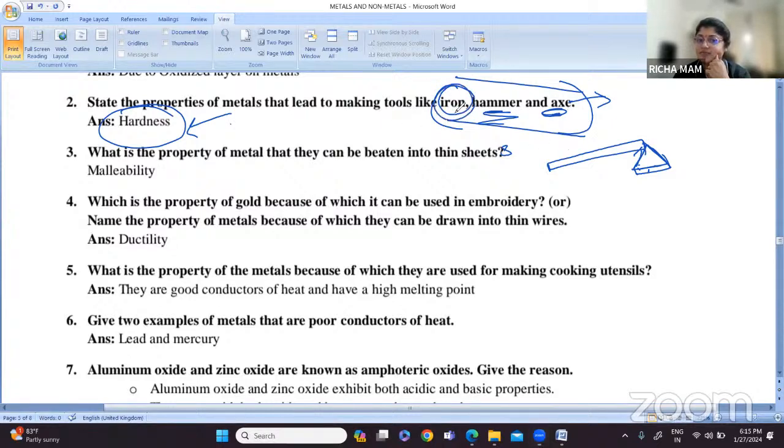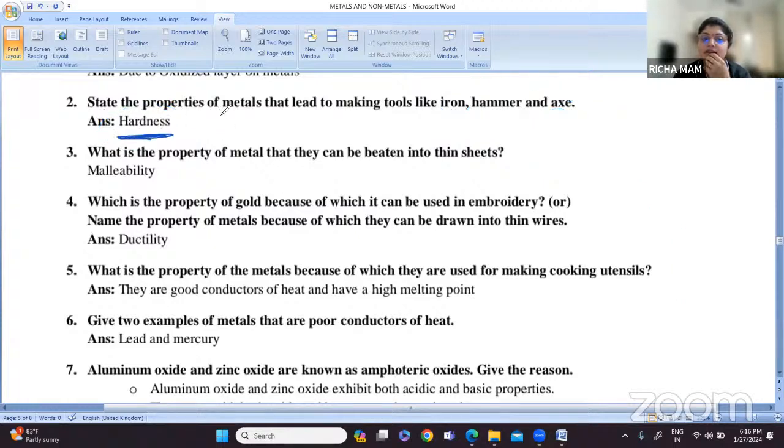If you take iron nails or you take irons, these irons are used in construction also. Why? Because they are strong, very strong because of their hardness, because of their toughness. So this is a property of metals. Because the metals are very hard, they are used in these tools.